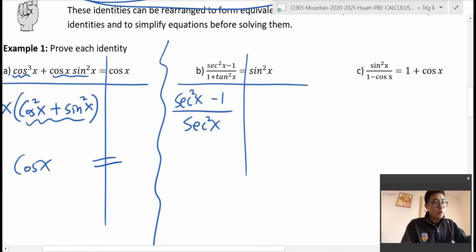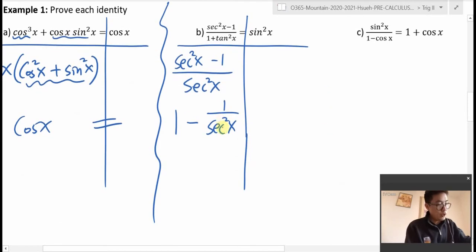Now here what we can do, because it's a monomial in the denominator, is divide them separately. What I mean by that is we can split this into 2 fractions. So we have secant squared divided by secant squared, which is 1, minus 1 divided by secant squared x. Okay, so that's all we can do.